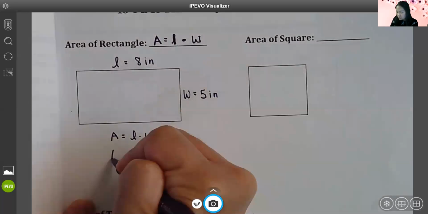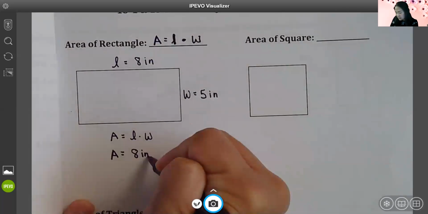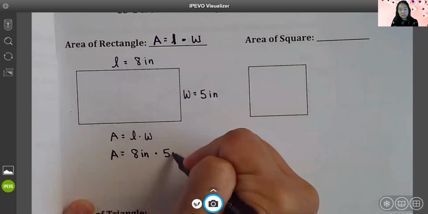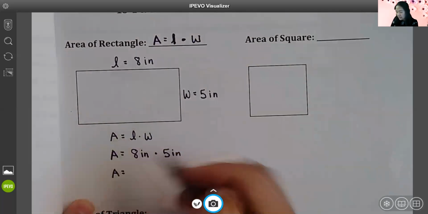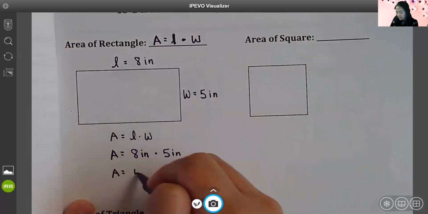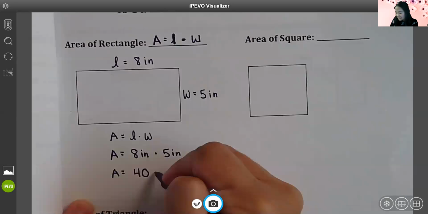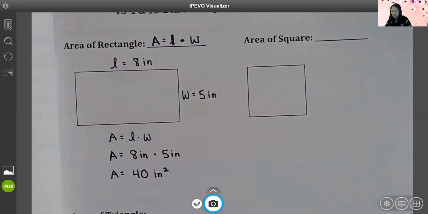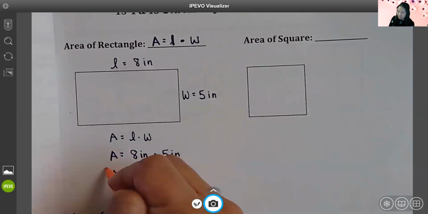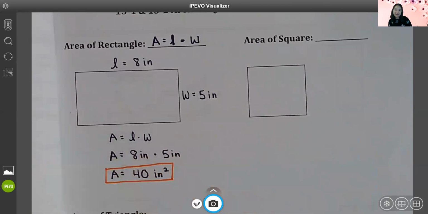Then you substitute: area equals 8 inches times 5 inches. Then the answer: area equals 8 times 5 is 40. And then inches times inches, that is why it is inches to the second power. And then you box the answer. And that's how to find the area of the rectangle.